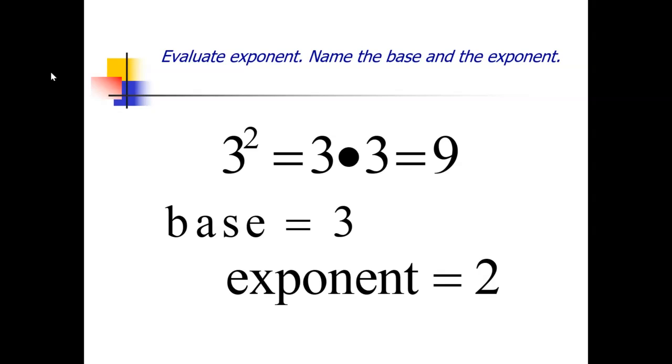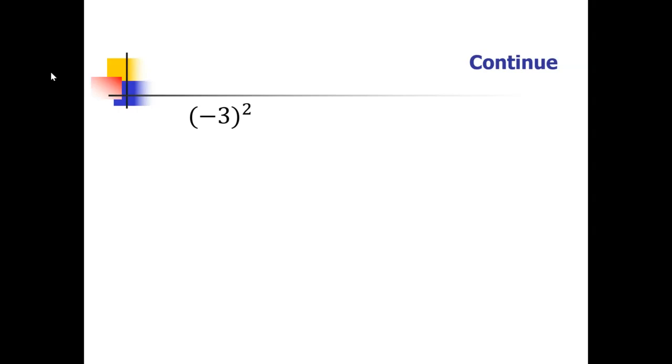the answer 9. Let's do some more evaluation on exponent, and we will also identify the base in the exponent. Here I have an example with the base to be negative. The negative 3 is inside the parenthesis. So my base is negative 3. My exponent is 2, which means I'm going to multiply my base negative 3 twice.